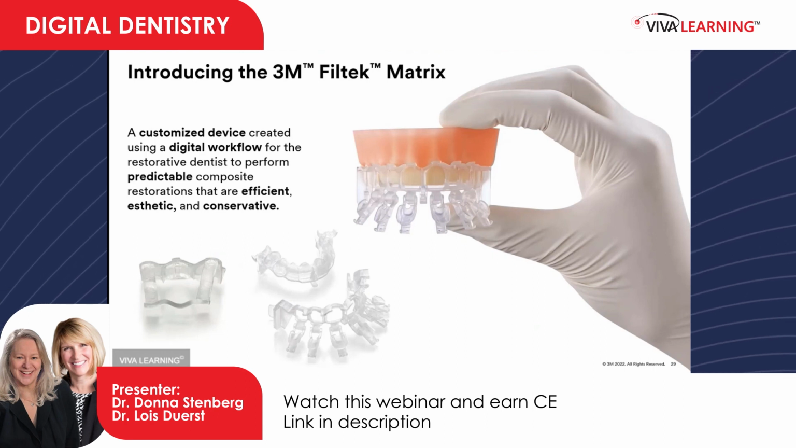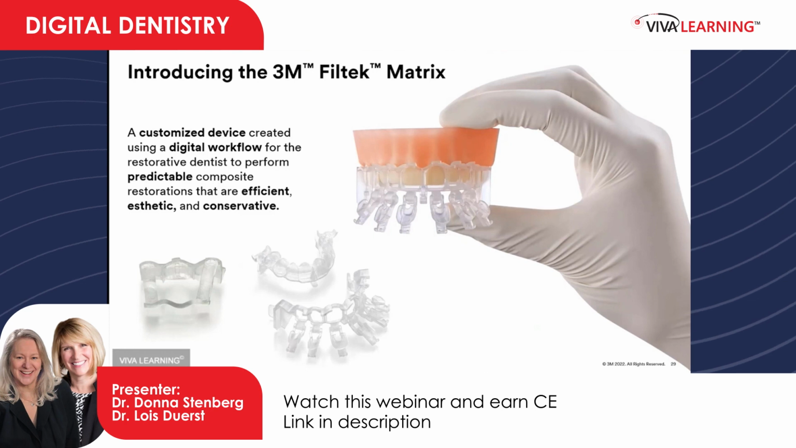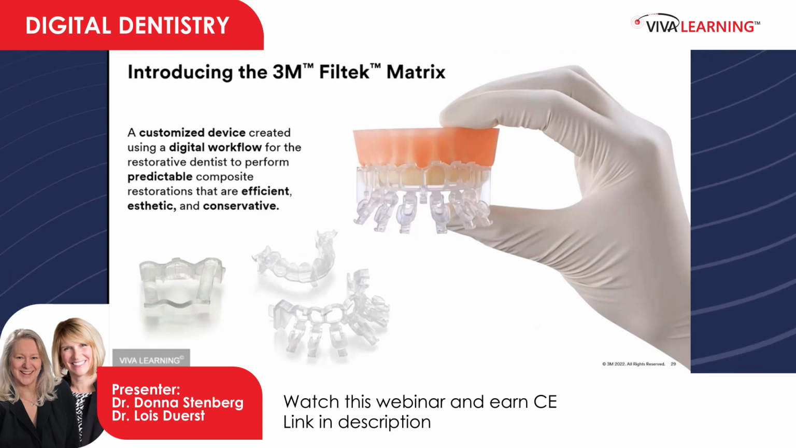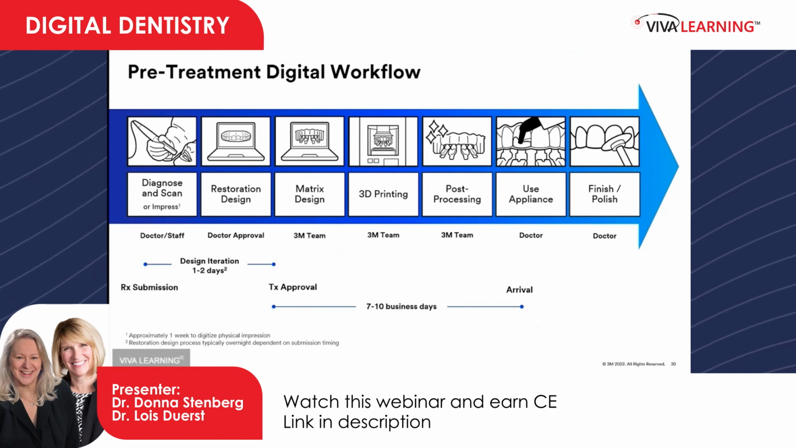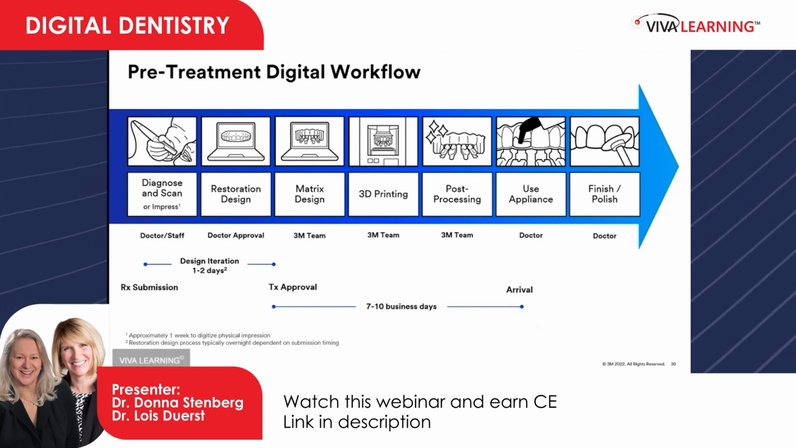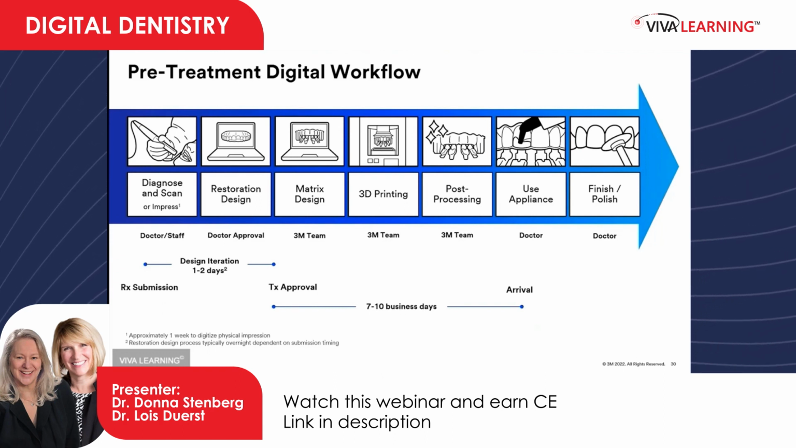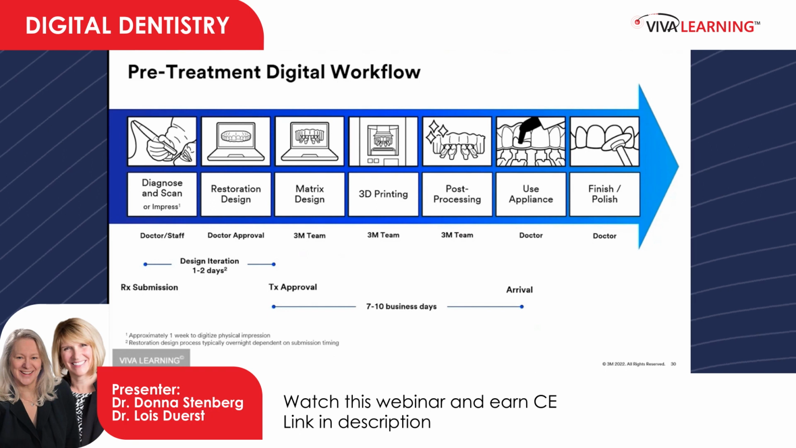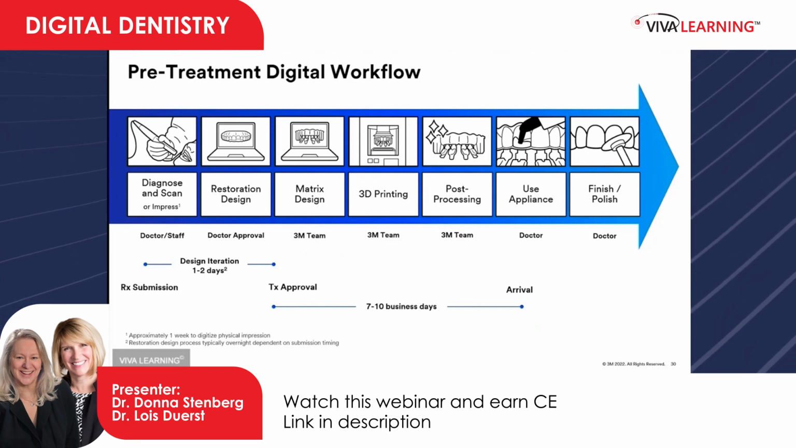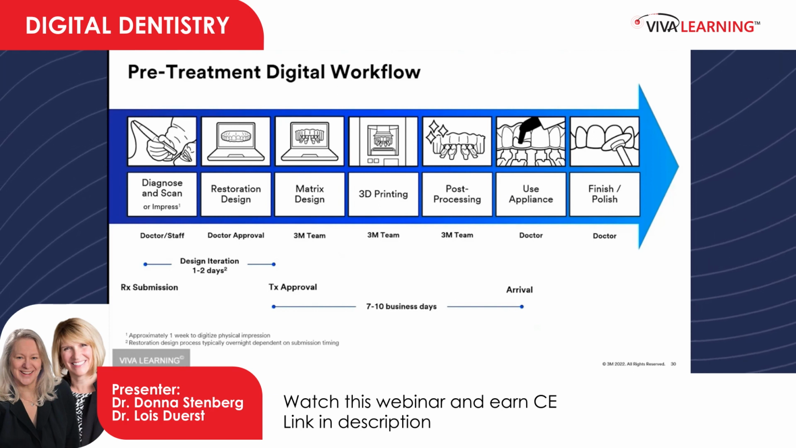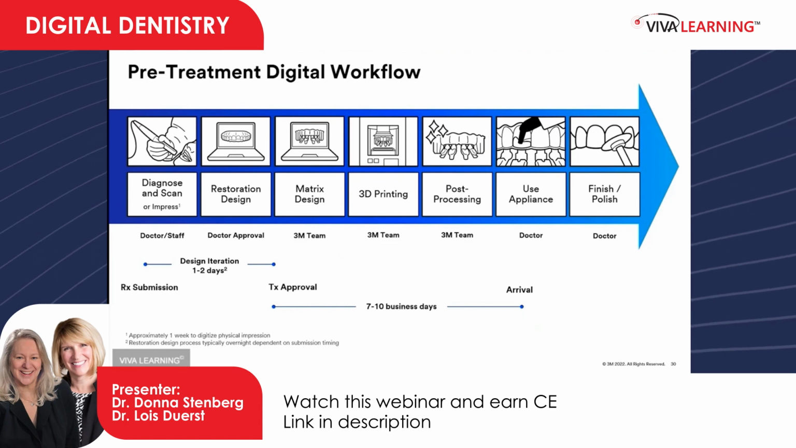You can see that the full matrix has two pieces, a lingual and a labial piece, that fit together and form a template for the new smile design. You can see the steps involved, including putting our records into the portal and creating a restorative design. 3M then does their part by designing the matrix, 3D printing it, and adding a post-processing coating that prevents the composite from sticking. The matrix is then shipped off to the dentist.